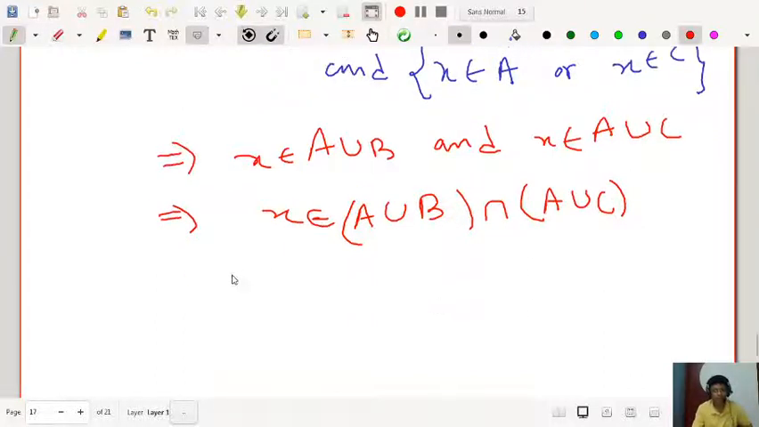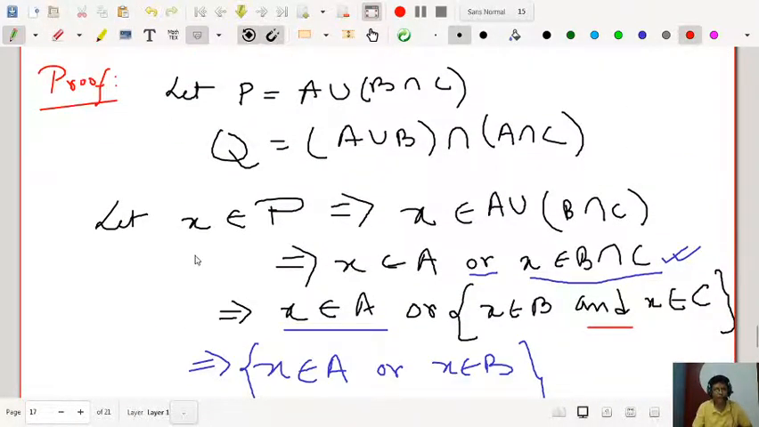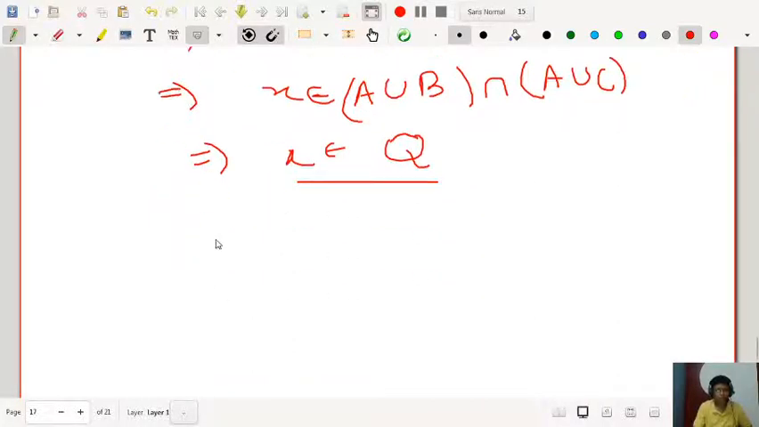So now this is your Q. This is your Q. So what you assumed here? You assumed X belongs to P and you proved that X belongs to Q. Yeah, I got it. So P is a subset of Q? Yeah, P is a subset of Q. According to the definition of subset?